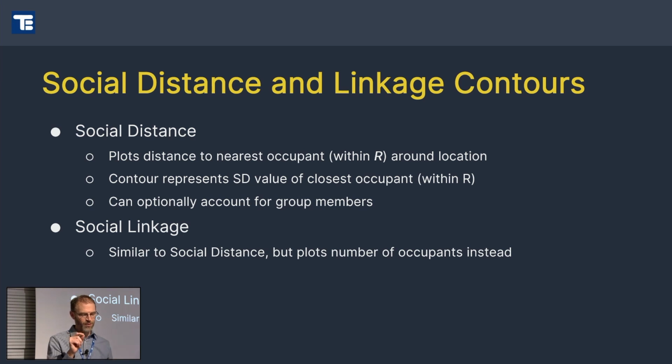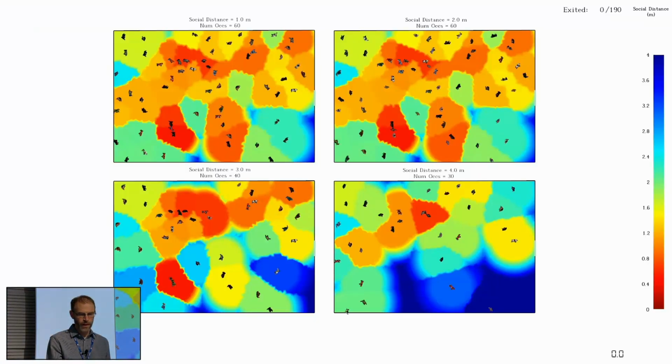It's a little bit confusing to think about, but it's basically showing for every point on the mesh the nearness of the closest occupant, how close they are to other people. Kind of looks like a Voronoi diagram. I'll show you an example in a minute. And social linkage is kind of the inverse of that. Instead of looking at how far you are from someone, it's how many people you're nearest to, and creating a plot of that. I think I just have one example.